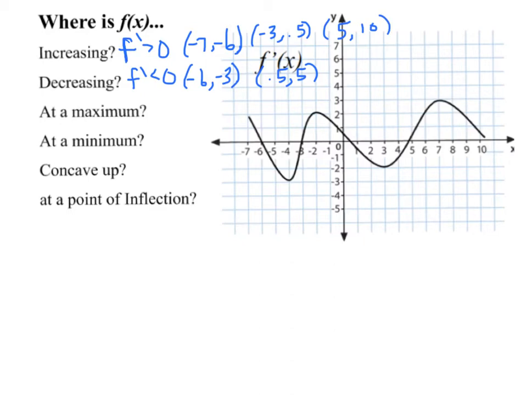At a maximum, well, a function's at a maximum when its slope changes from positive to negative. So we'll replace the word slope with derivative. F prime changes from positive to negative. Okay? Let me clean that up a little bit.